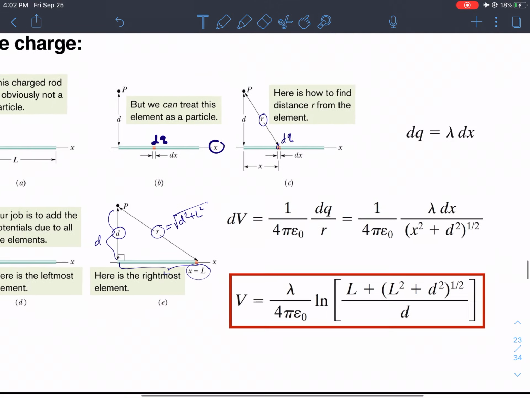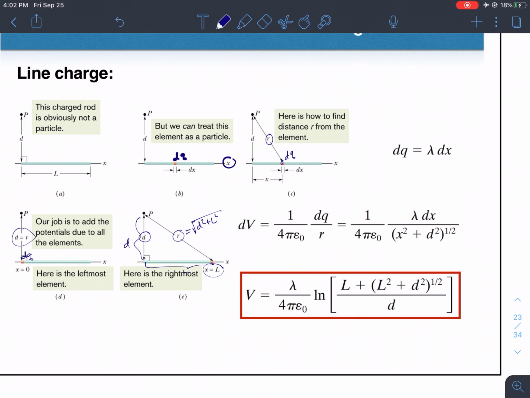What you need to do next is, since you had this equation here, put those back in there. First thing is dq, and you replace it with dq, and r becomes the value. Again, if you think about the intervals, if you look at figures D and E, in D r is equal to d, and in E r equals the root of d squared plus l squared.